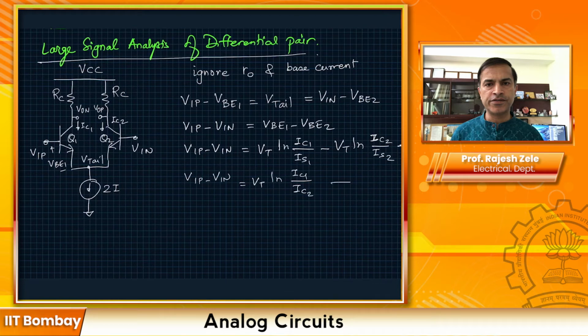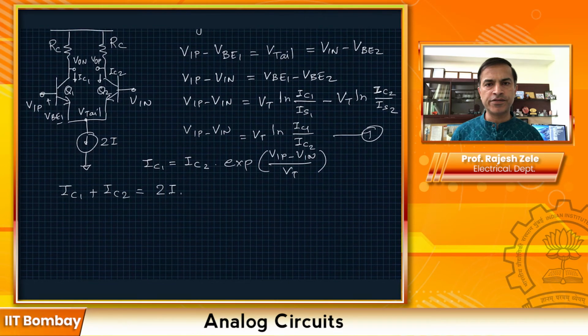Let me write this as our equation number 1, and then from this you can also write IC1 is equal to IC2 times exponential of VIP minus VIN divided by VT. Okay, so this is one equation that we have. The other equation we have is IC1 plus IC2 is equal to 2 times I. So let's solve it further.